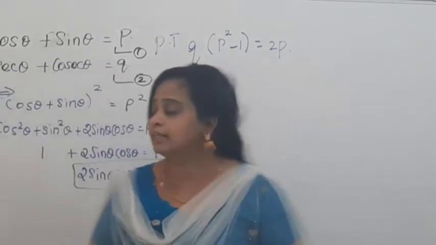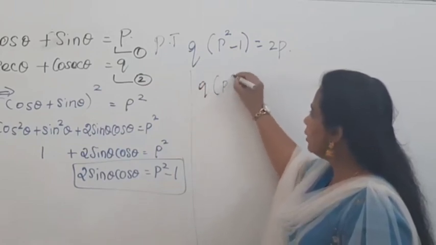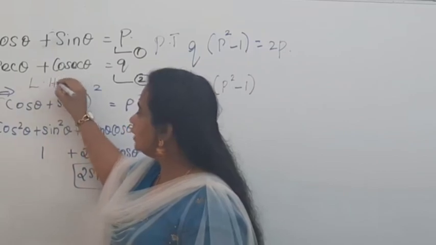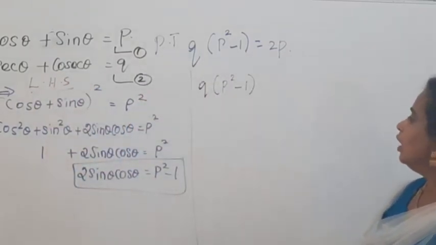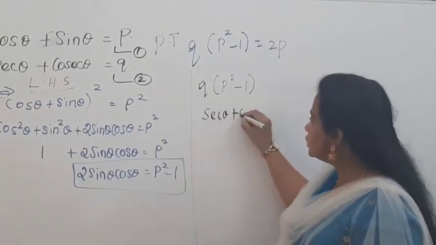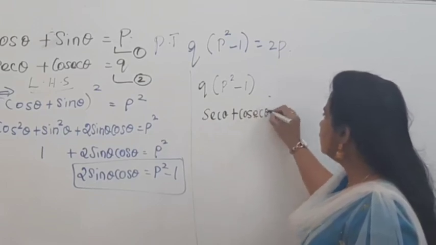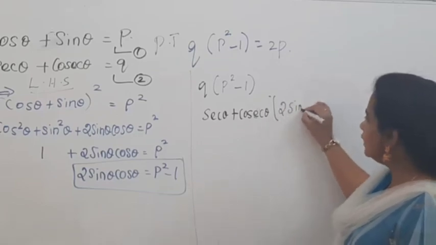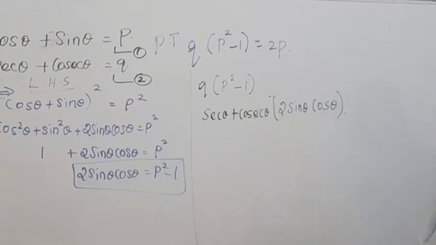Next, I am going to multiply this. That is the next one, Q into P square minus 1 I am going to find. So this is my LHS I am doing right now. So this is Q into P square minus 1. So Q is what? That is sec theta plus cosec theta into P square minus 1, which is nothing but 2 into sin theta cos theta. So this is my LHS I am bringing.